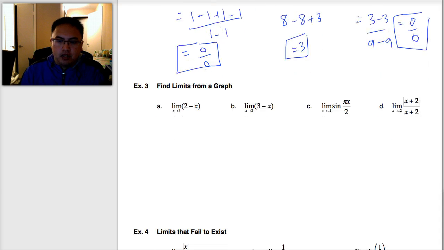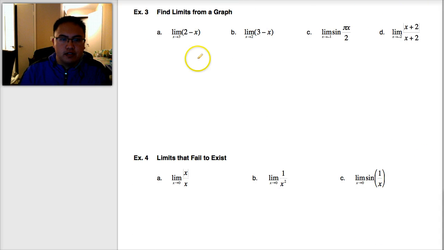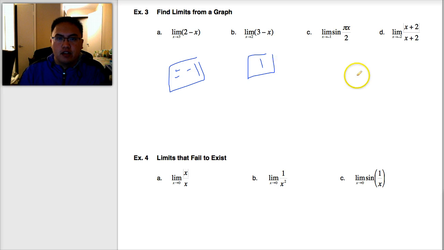In the next section, same thing. It says the limit as x goes to 3. So if I plug in the 3 here, 2 minus 3 is negative 1. If I plug in a 2 here, 3 minus 2 is 1. And if I plug in negative 1 here, I'm just going to get sine of negative pi over 2. Sine of negative pi over 2, if I go around the unit circle, or if you need to check your unit circle again, that's negative 1.